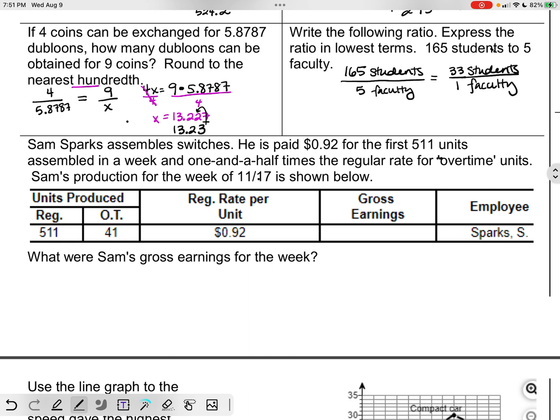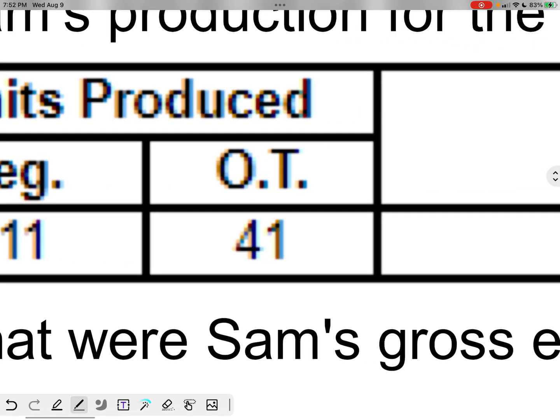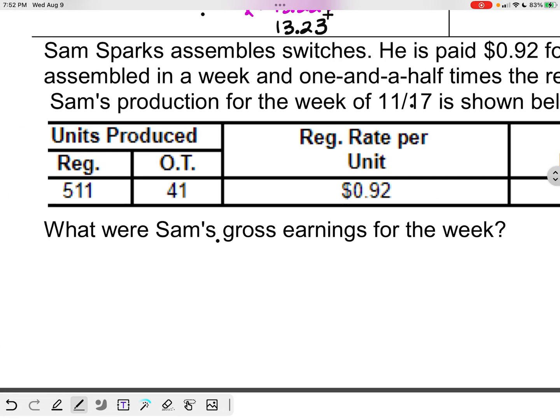He assembles switches. He is paid 92 cents for the first 511 units assembled in a week and 1.5 times the regular rate for overtime units. Sam's production for the week of November 17th is shown below. Okay. Regular rate, overtime rate, not rate, I'm sorry. That's like the number of units he produced. So we're going to take our 511 and you're going to multiply that by that 92 cents. So he's going to make 470.12. That's how much money he's at.